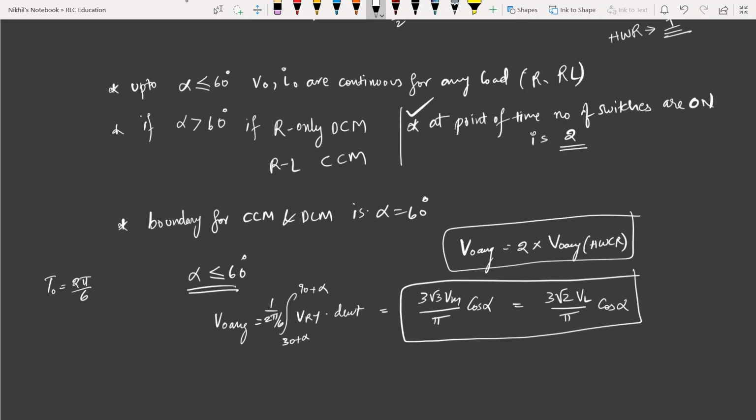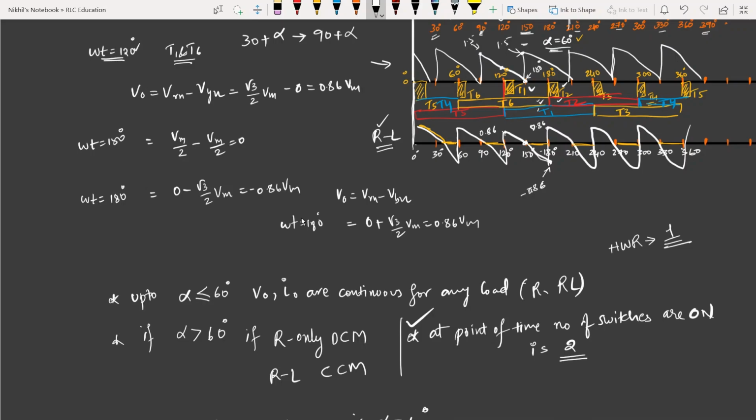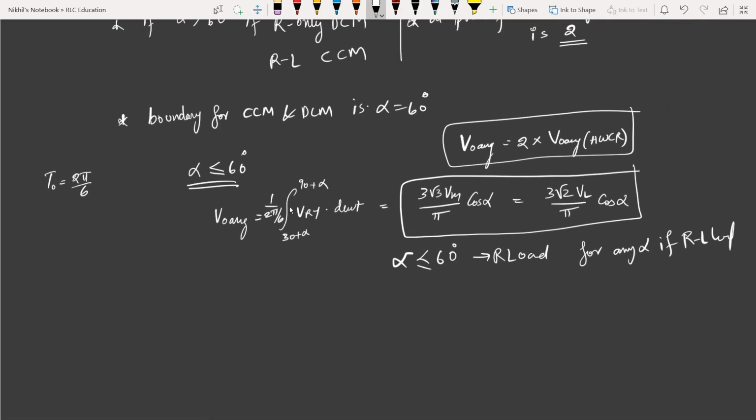This equation is valid if alpha is less than or equal to 60 degrees for R load, and for any alpha if it is RL load, because for RL load it is always continuous conduction mode only. Next we will find out the output voltage for R load only and for alpha greater than 60 degrees, that is discontinuous conduction mode, DCM mode.